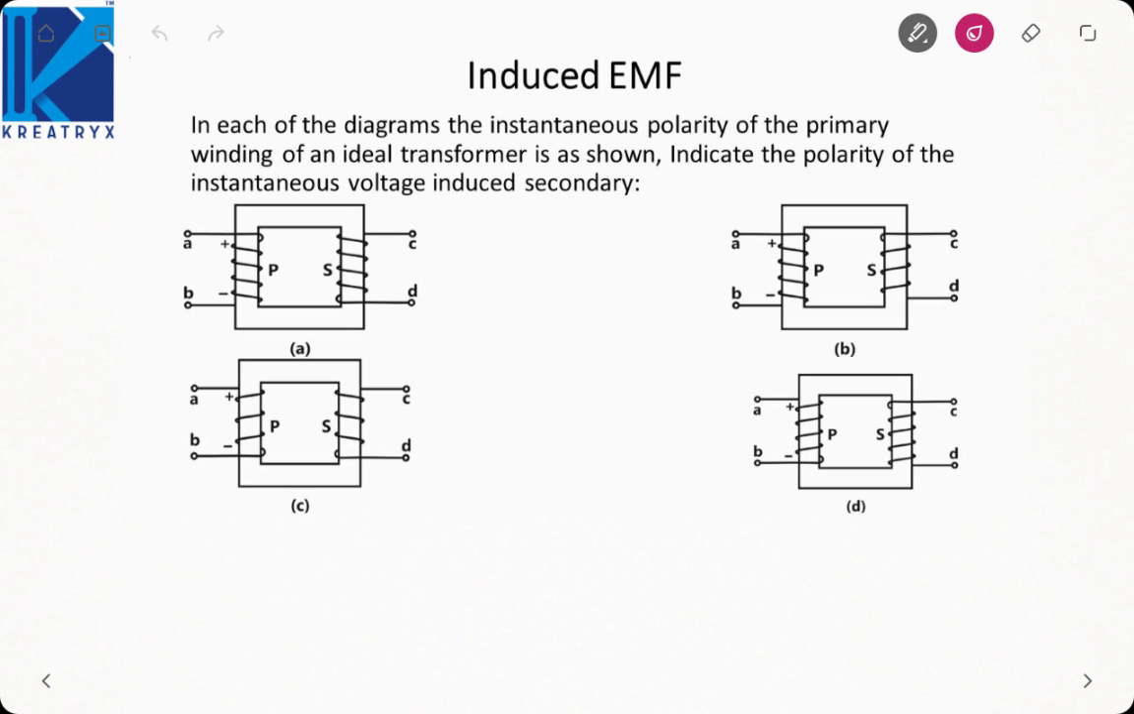Moving on to the next problem. The next problem is based on induced EMF in a transformer. The issue in such questions is that we often get stuck determining the polarity of induced EMF. We already know that whenever we want to find the induced EMF, we have to use Faraday's law or Lenz's law. In the case of Lenz's law, it is induced EMF equals minus N d phi by dt.